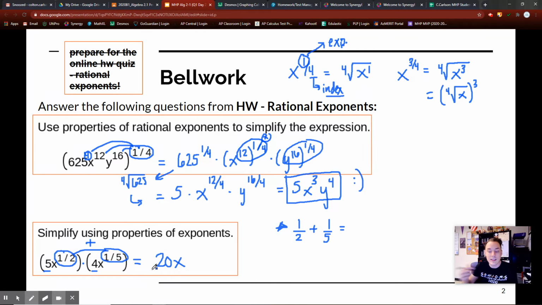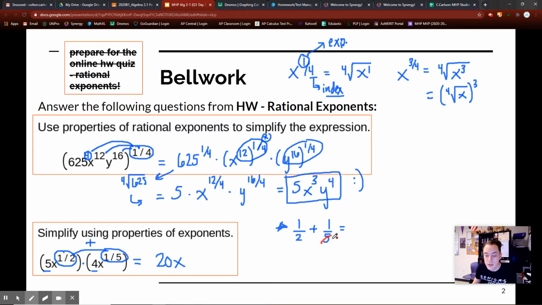Okay, so if they were not the same base, then I wouldn't be able to do that. But since they are, this is x and x, I can absolutely add these exponents because they are the same base. Now, the numbers are just the coefficients. I can just multiply those just straight up like normal. In order to do this, I do need to find a common denominator. The common denominator, if you don't know, just multiply the two denominators together, and that will be 10. And it just so happens that's our least common denominator.